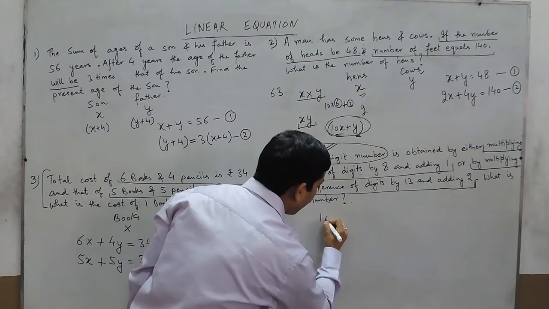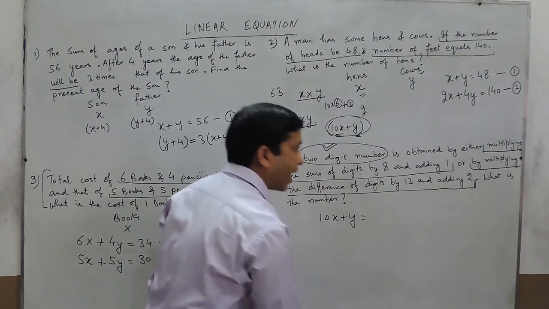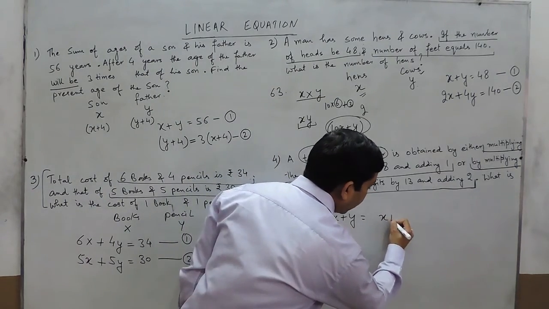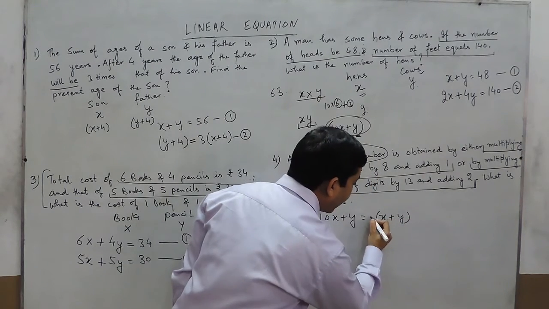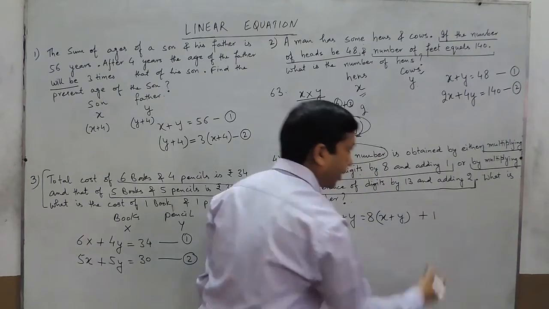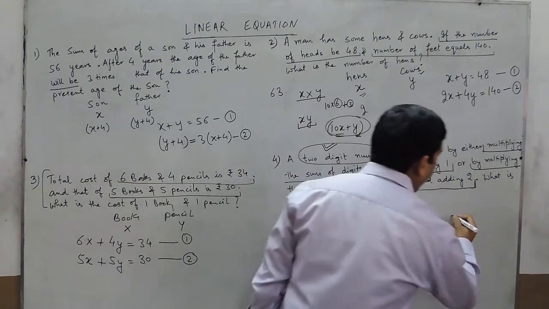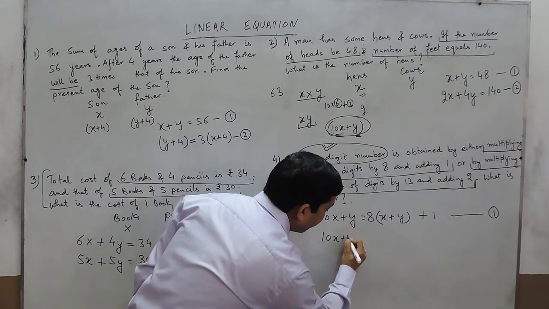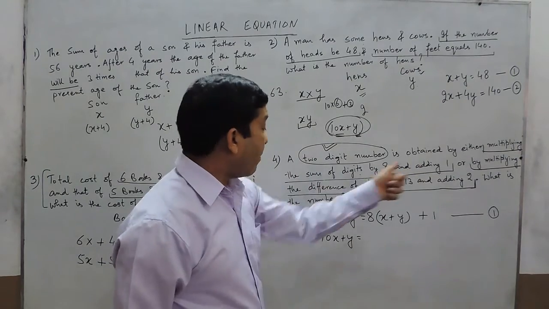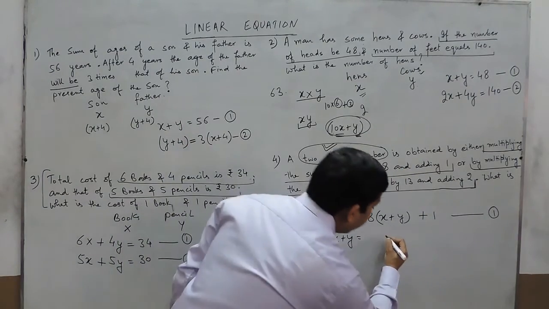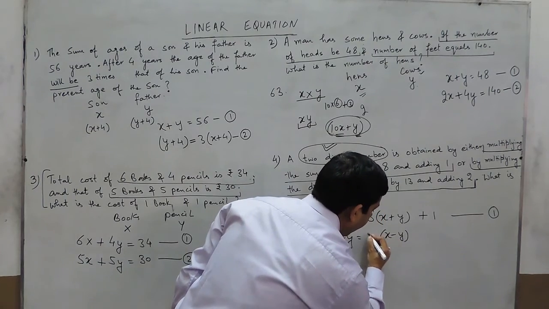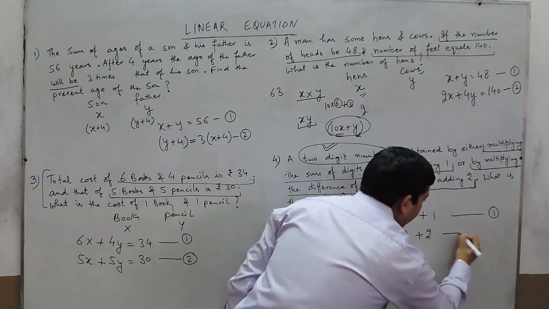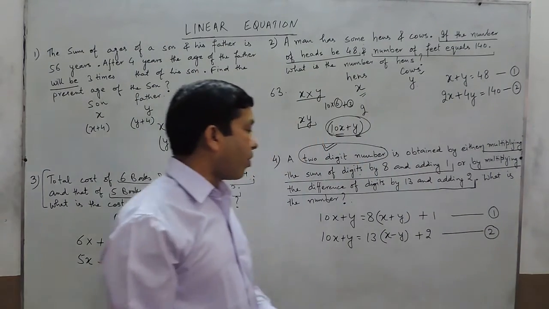So here the two-digit number 10x plus y is obtained by multiplying the sum of the digits. The digits are x and y, so the sum of the digits is x plus y. Multiply this by 8 and then add 1 to it. So this is the first equation we can talk about. In the second equation, we are again saying the number 10x plus y is obtained by multiplying the difference of the digits by 13. The difference of the digits will be x minus y, and this multiplied by 13, then add 2 to it. So this is the second equation we can talk about.